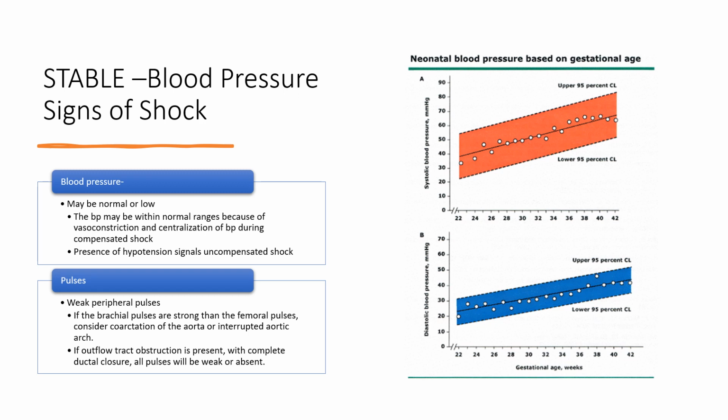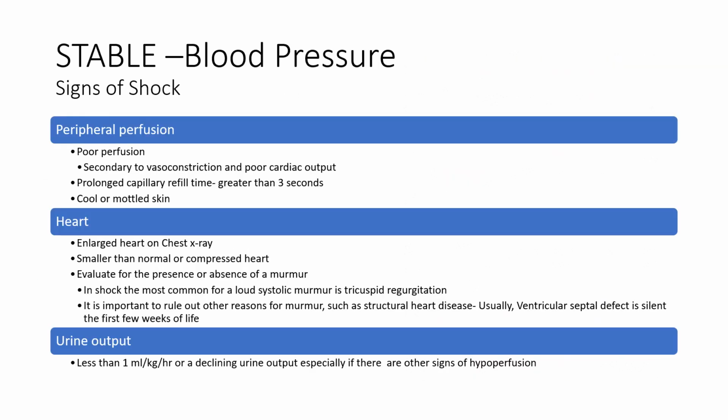Pulses are going to be any weak peripheral pulses. If the brachial pulses are stronger than the femoral pulses, consider coarctation of the aorta or interrupted aortic arch. Kind of we're talking about those heart defects, right? If outflow tract is obstructed with complete ductal closure, all pulses will be weak or absent. Peripheral perfusion, poor perfusion, secondary vasoconstriction, poor cardiac output, poor capillary refill greater than 3 seconds, cool, pale, and or mottled skin are all signs of shock.